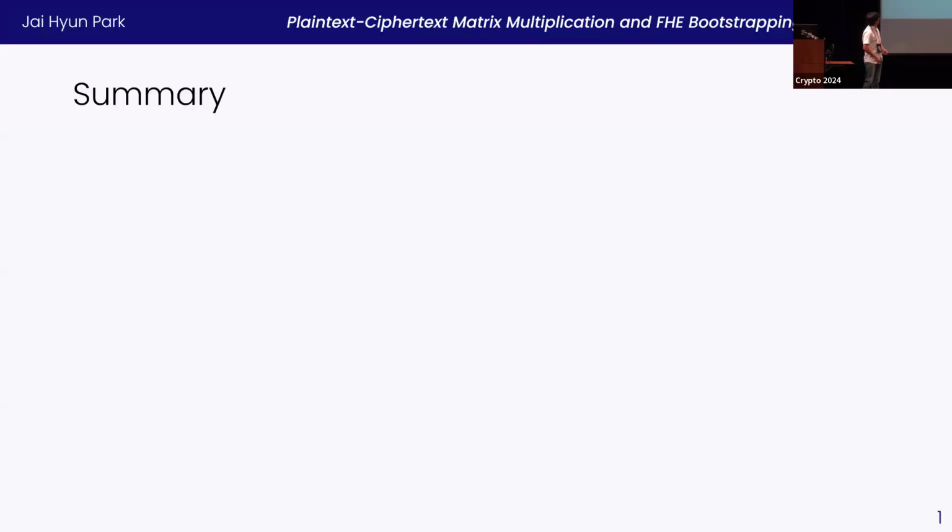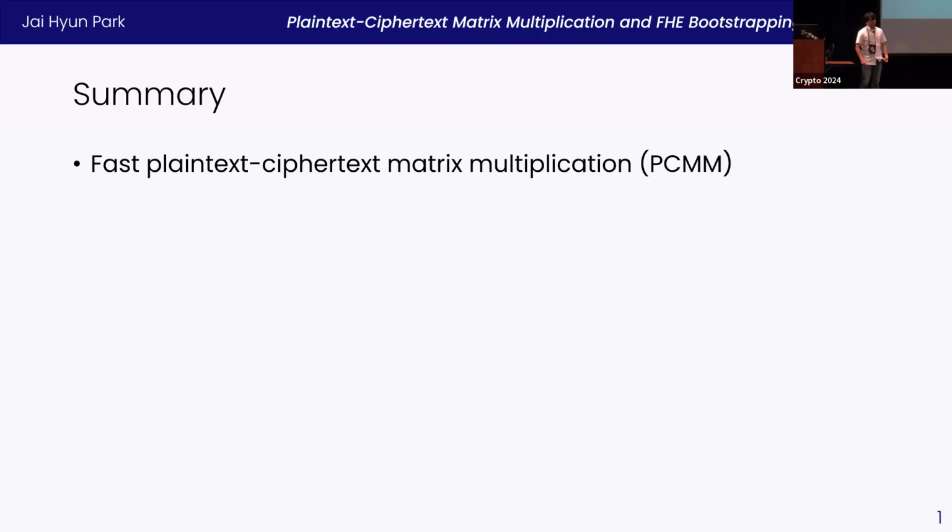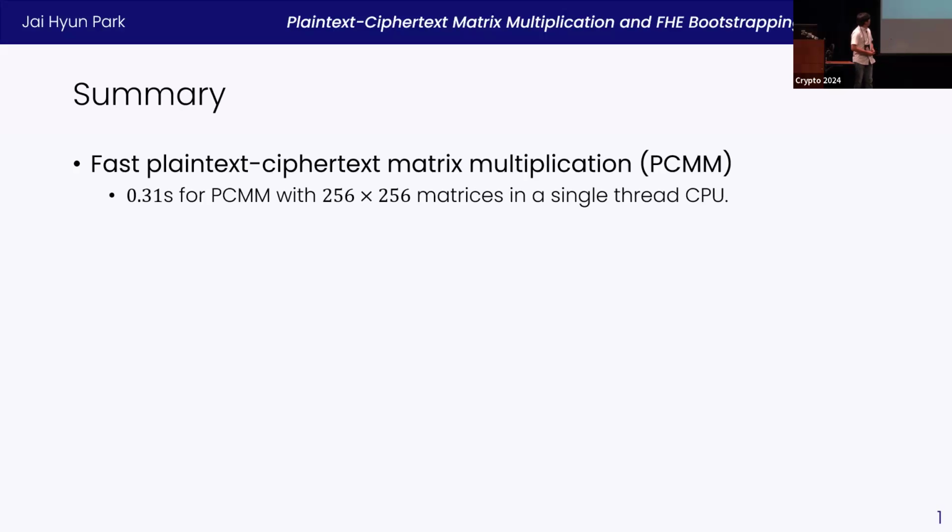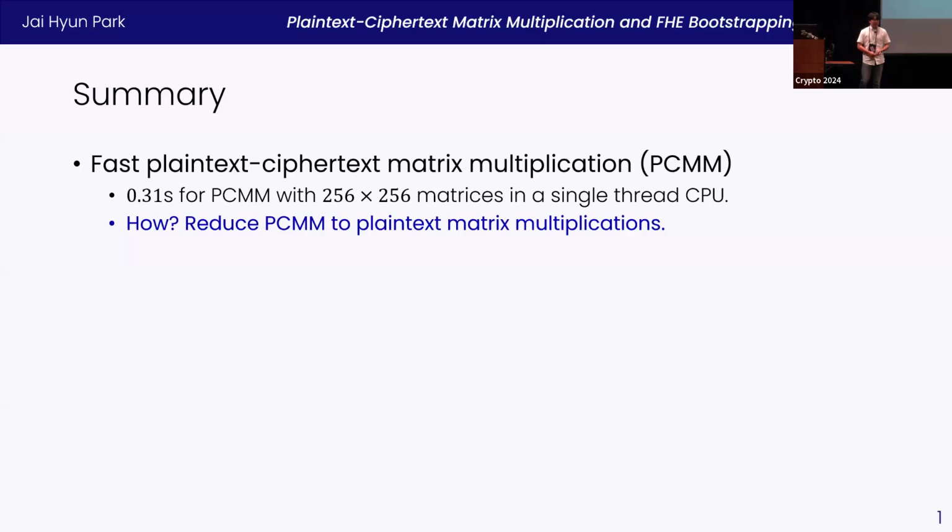So here's a brief summary of this talk. We suggest several fast methods for plaintext ciphertext matrix multiplication. In this talk, we will say PCMM. Our evaluation takes about 0.3 seconds for PCMM, multiplying two matrices of dimension 256 on a single-thread CPU. This is a huge improvement compared to the existing work. We made this improvement by using a reduction from PCMM to cleartext, plaintext matrix multiplications.